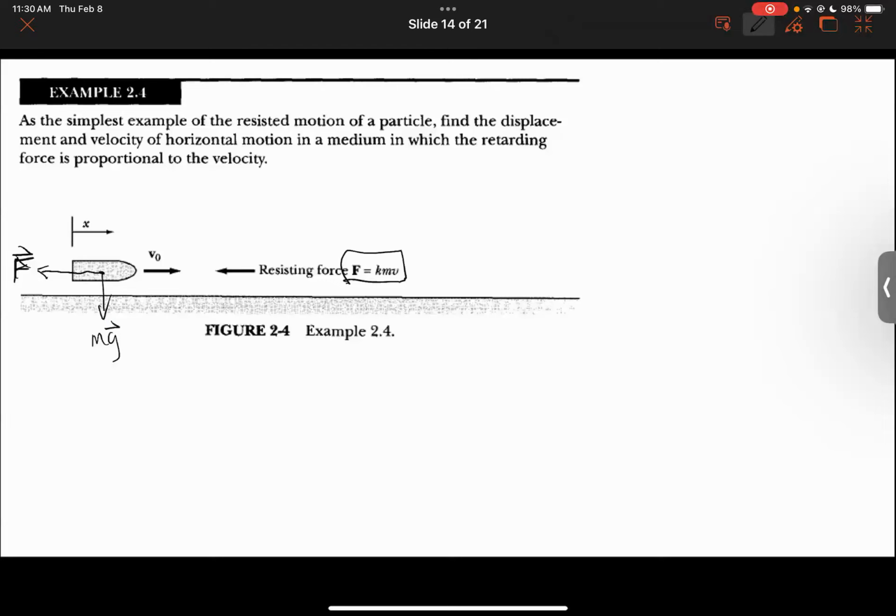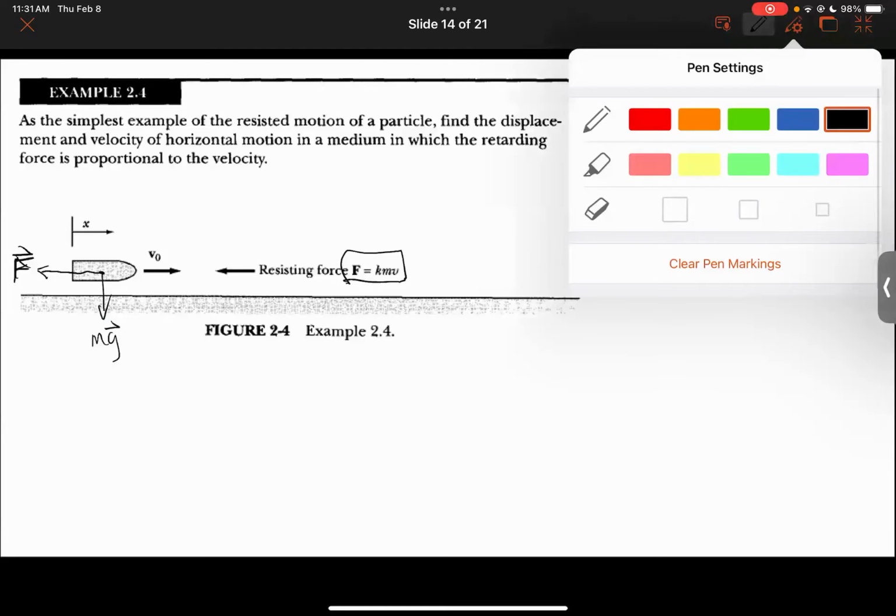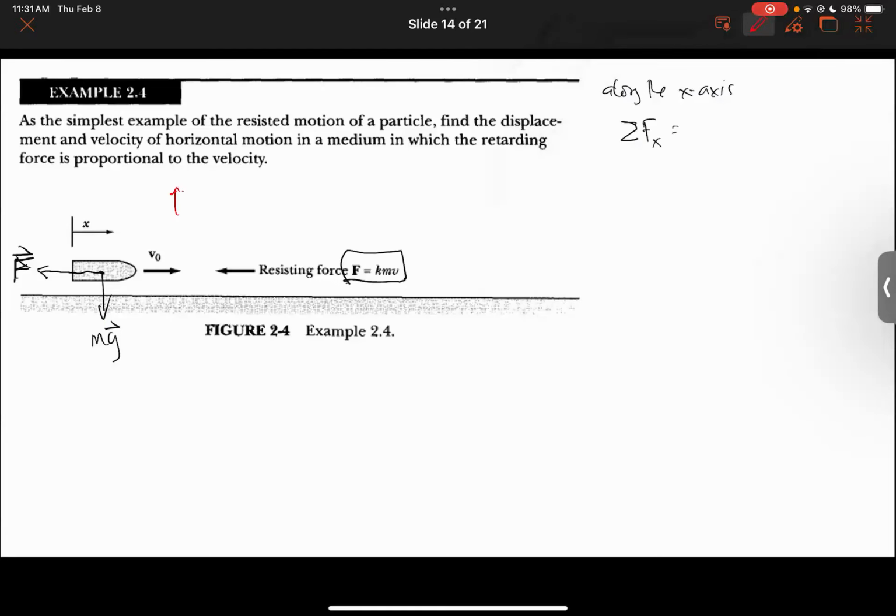Okay, so along the x-axis, we have sum of forces along the x-axis equal to, okay, kailangan natin mag-drawing ng coordinate system, right? So let's say na ito yung positive y at ito yung positive x. So which means na yung resistive force ay negative. So negative kmv. Okay, and this should be equal to m x double dot.